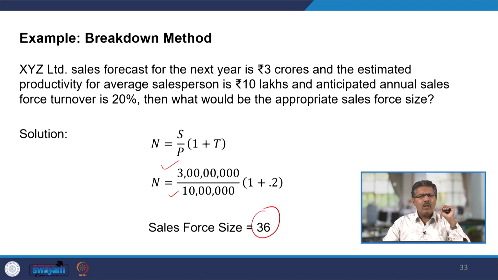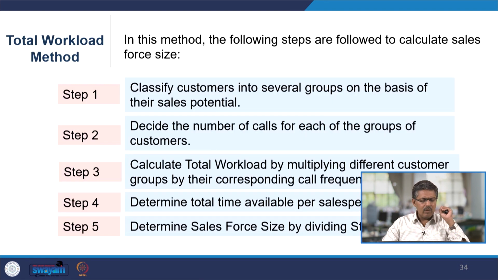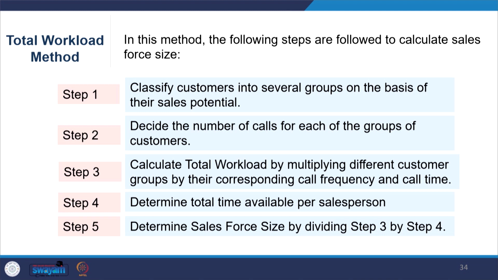So, to achieve a 3 crore forecasted sales, with a productivity of rupees 10 lakh worth of sales per salesperson, and a 20% turnover, we see that we require 36 people in the total sales team, right. The second case is the total workload method, again a very simple method.